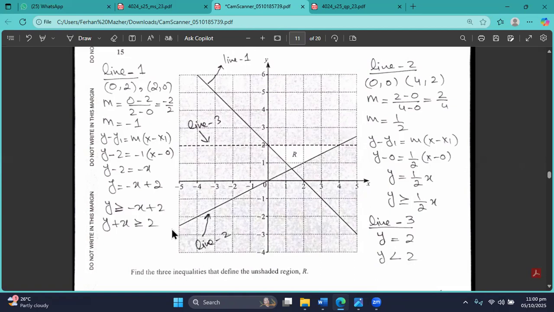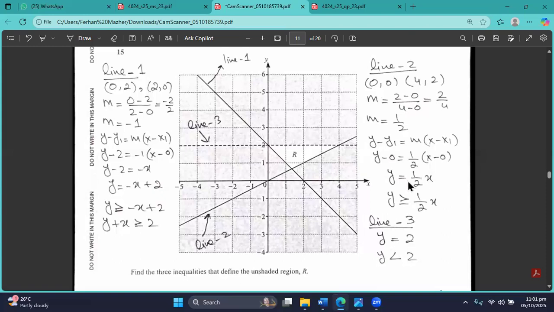Then let me call this line as line number 2. And I will take 2 points on that line. For example, 0, 0 and 4, 2. Then I will find the gradient: y2 minus y1 divided by x2 minus x1. So its gradient will be 1 by 2. Then I will find its equation. The formula is y minus y1 equals m bracket x minus x1. I will use this point and this gradient. Then my equation will be y equals 1 by 2 x.